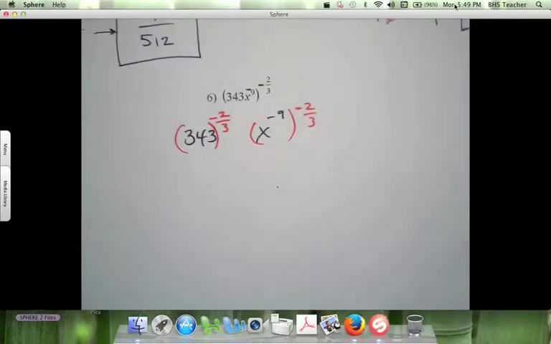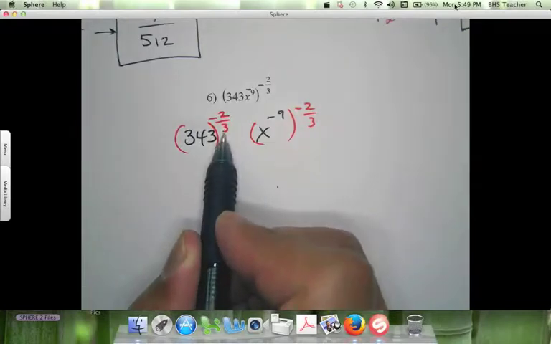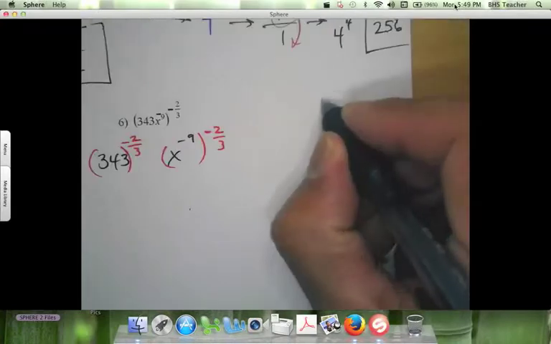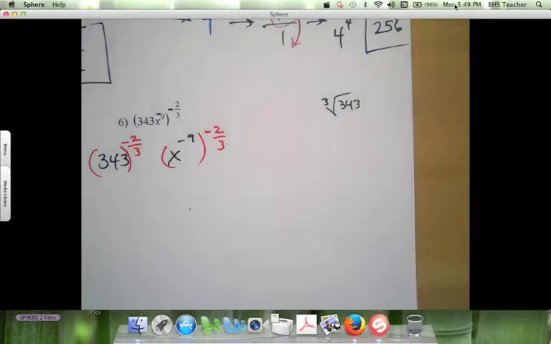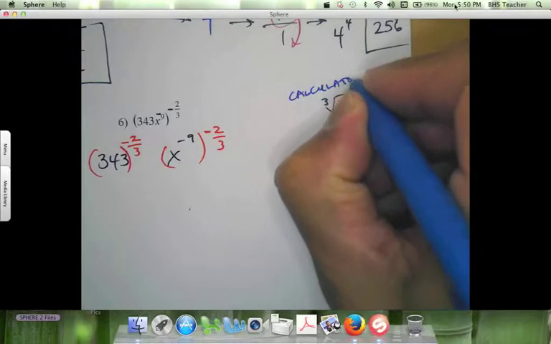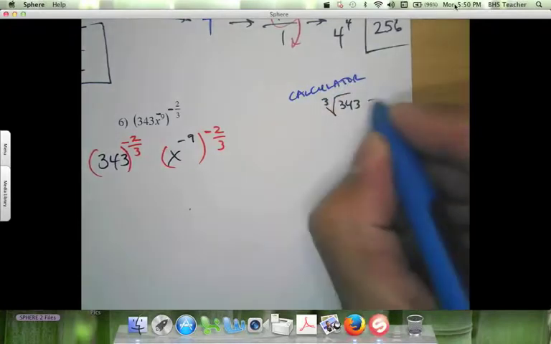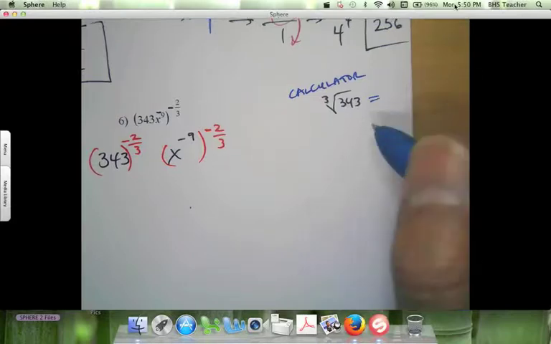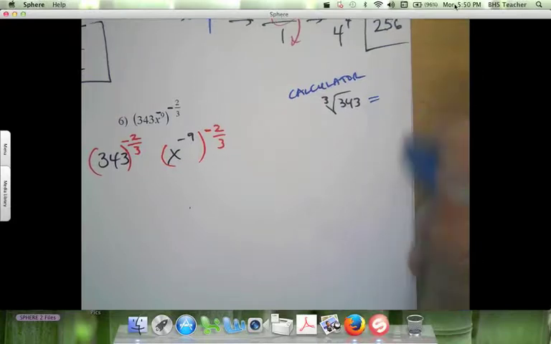And here, if it's a 3, guess what? You find the cubed root. You find the cubed root of 343. We do a little side work over here. The cubed root of 343, you do this on the calculator. The calculator will tell you that the answer is 7. Is it 7? 7.